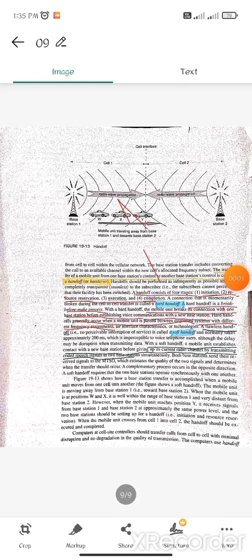So soft handoff is a flawless handoff, and with a soft handoff, the mobile unit establishes contact with the new base station before giving up its current radio channel by transmitting coded speech signal to the base station.